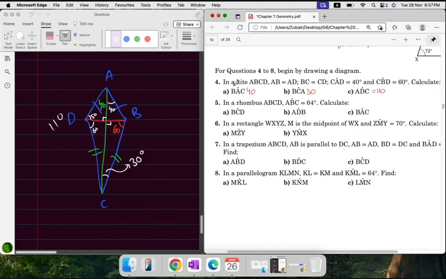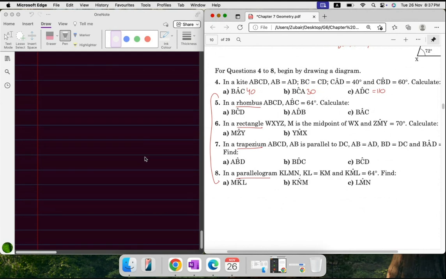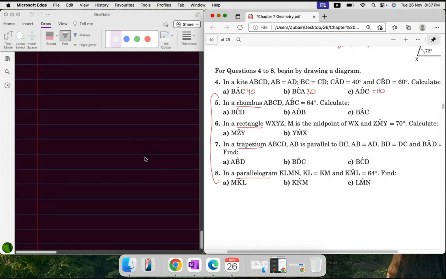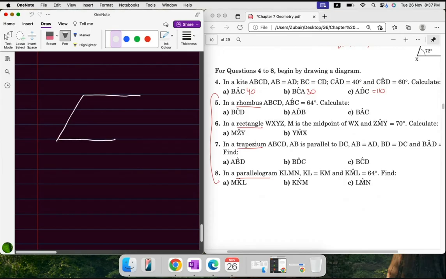Okay, select any out of these, we'll try one more. Rhombus, rectangle, trapezium, parallelogram. Which one do you wish to try now? Rhombus? Okay. So question number 5 is a rhombus, and it looks like a tilted square. All four sides are equal. That's a rough attempt. And it says ABC is 64.